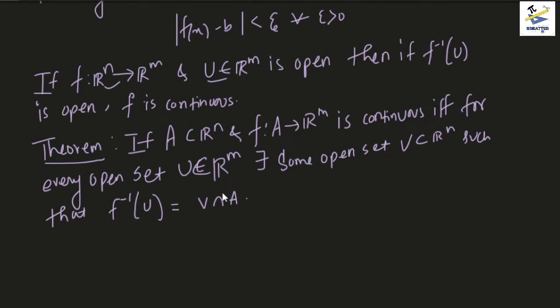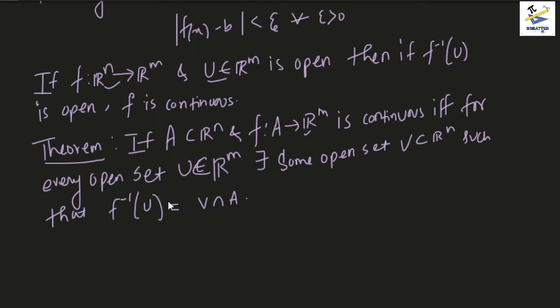So this is the theorem. If there is a function f which goes from A to R^m, where A is just a proper subset of R^n, then that function is continuous if and only if for every open set U which is a subset of R^m, there exists some open set V which is a subset of R^n such that f inverse of U is equal to V intersection A.